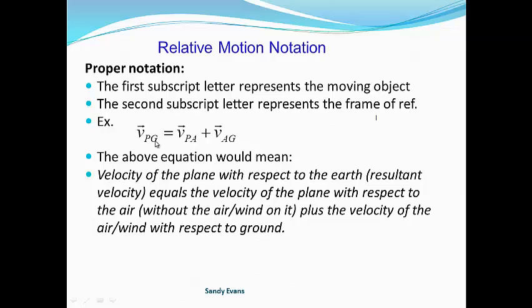So the above equation here would mean the velocity of the plane with respect to the earth, or I'm calling it ground, equals the velocity of the plane with respect to the air, and that's the velocity without the wind pushing on it, plus the velocity of the air with respect to ground. And that's going to give me my resulting velocity of the plane with respect to the ground.